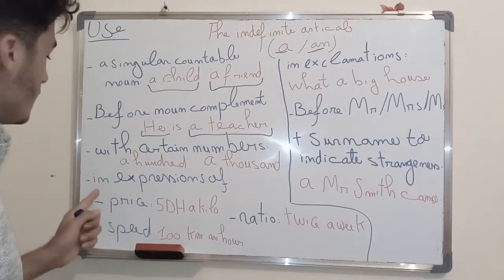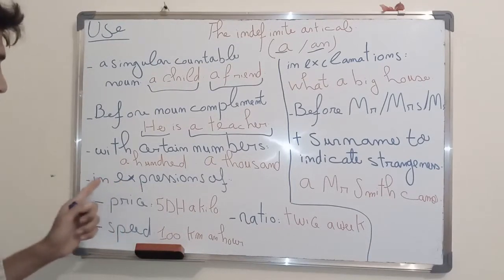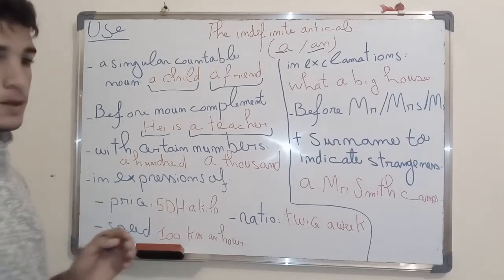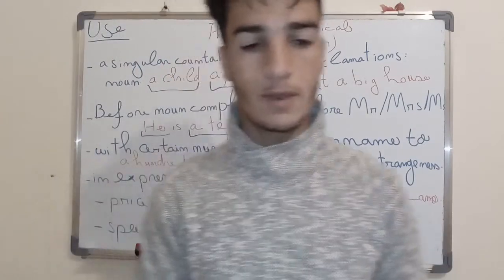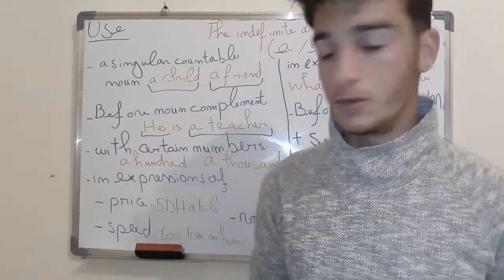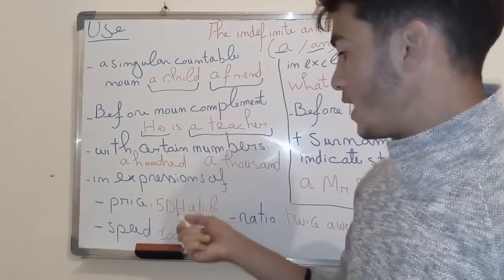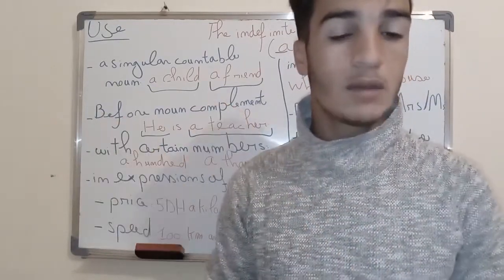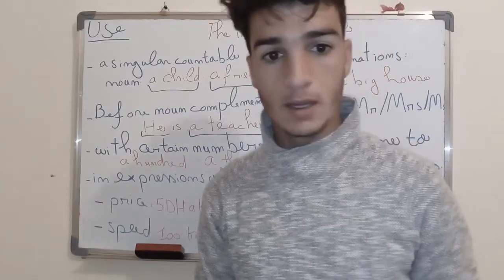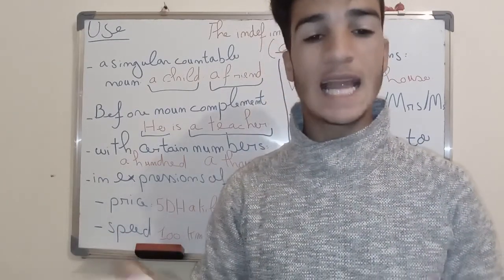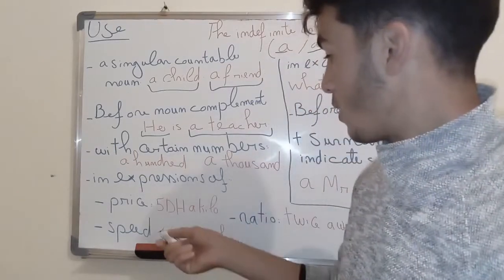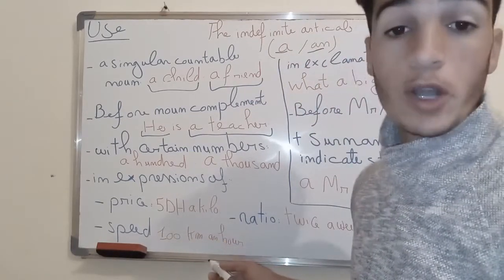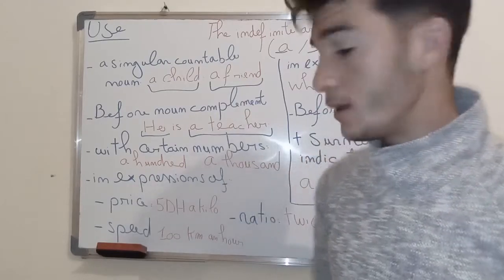The other case is in certain expressions of price, speed, and ratio. Price means how much something costs, that's the value. So we say 5 dirhams a kilo, 10 pounds a kilo, 10 euros a kilo, $10 a kilo. Speed, we say 100 kilometers an hour, 50 kilometers an hour.